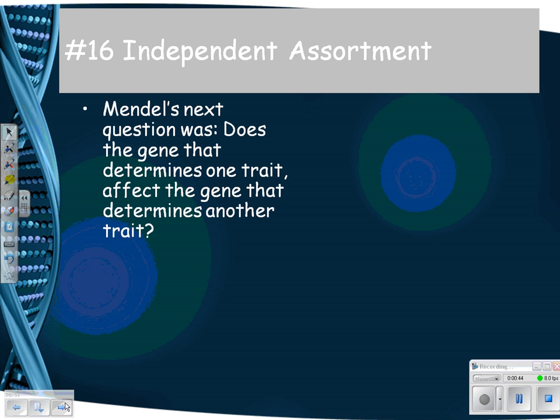So Mendel's next question was, does the gene that determines one trait affect the gene that determines another trait? For example, remember that we talked about the round pea versus the wrinkled pea, and the yellow pea versus the green pea color. Well, he wanted to test this.